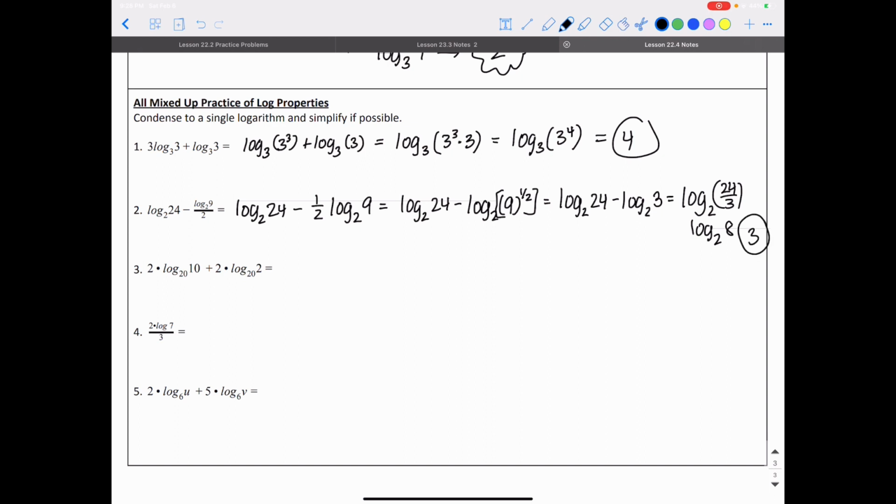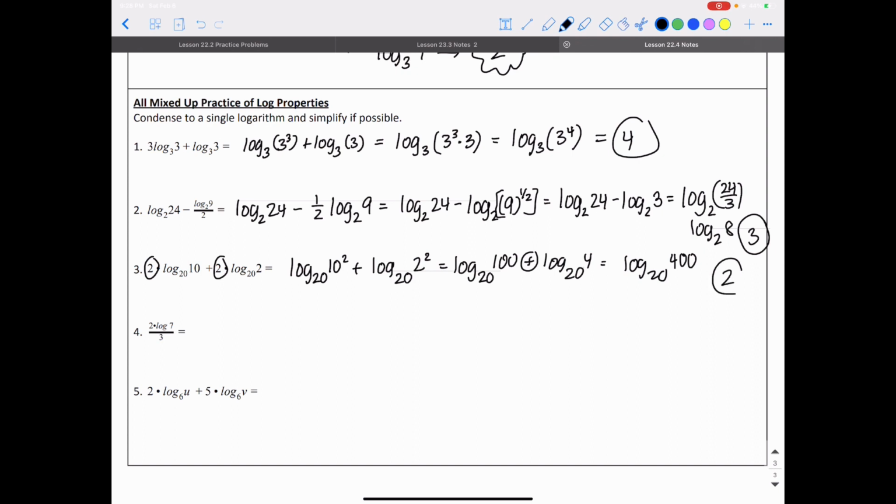That's a lot. For the third one, I have 2 times log base 20 of 10 plus 2 times log base 20 of 2. I'm going to first put these coefficients in as exponents instead. So I have log base 20 of 10 to the 2nd power plus log base 20 of 2 to the 2nd power. That gives me log base 20 of 100 plus log base 20 of 4. Because there's addition in between, I'm going to multiply the two things inside. So I have 400. 20 to the 2nd power gives me 400, so the answer is 2.